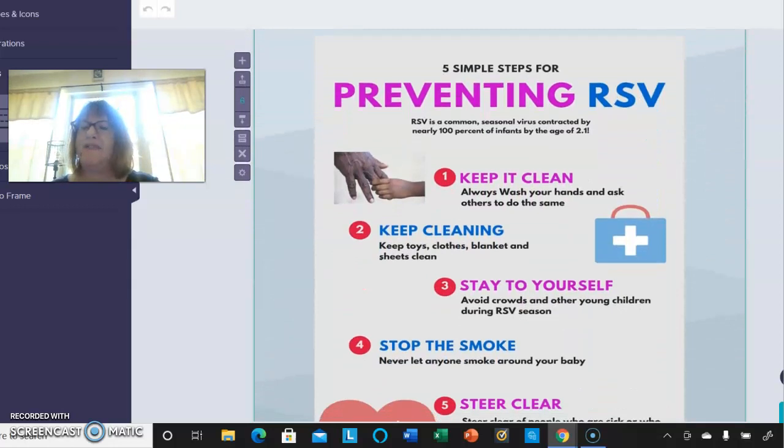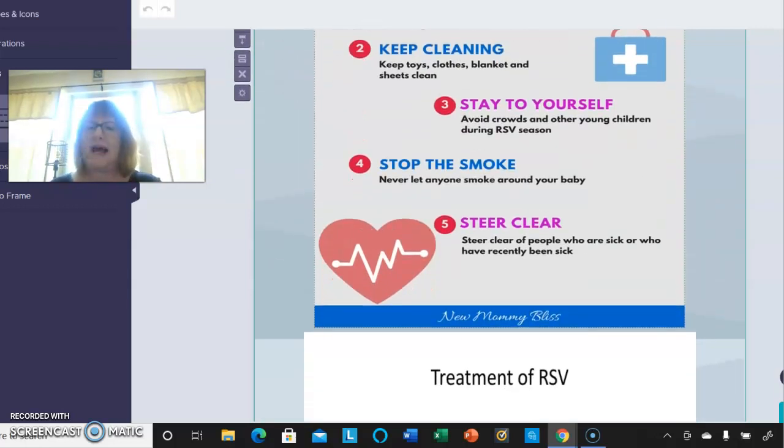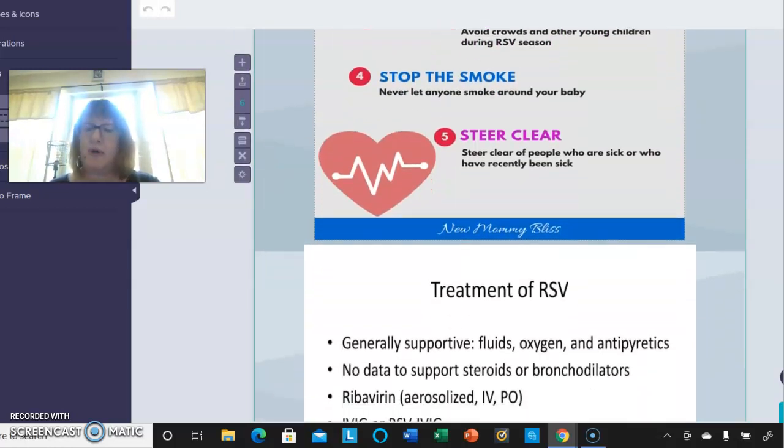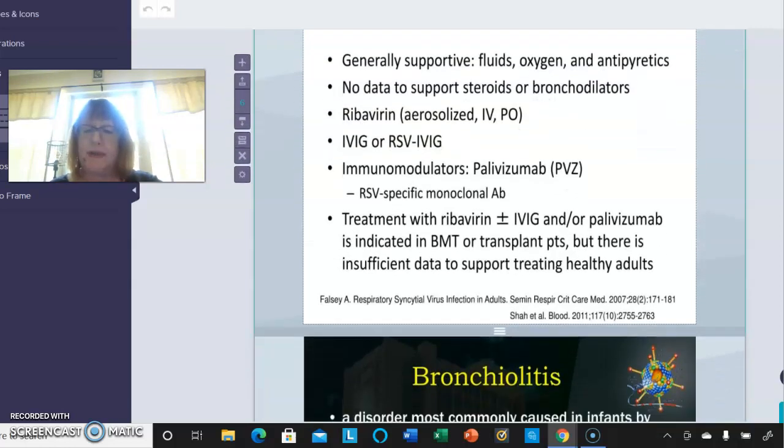A way of preventing RSV is, when anyone in the home has a common cold and you have a baby in the house, keeping clean, washing your hands, keeping the clothes and blankets and the sheets clean, wearing a mask, stopping the smoke. If anyone smokes in the house, you don't want anyone to smoke around your baby. Nursing interventions for RSV are humidified air, increasing their fluids, and they can also give them some ribavirin IV if they're in need of it.